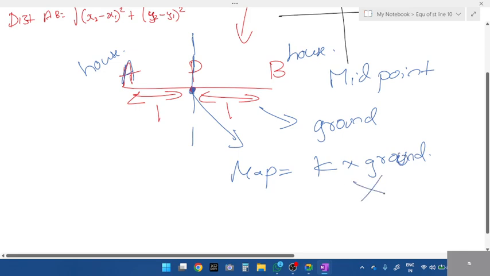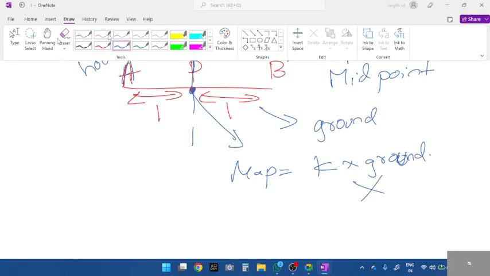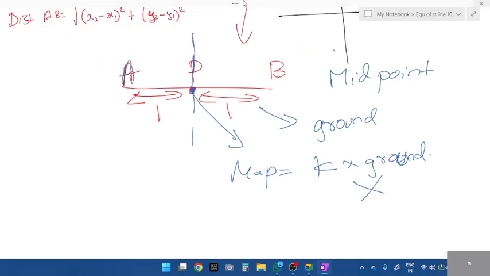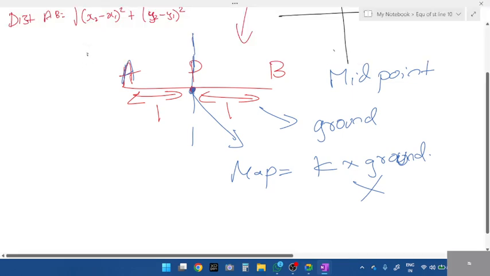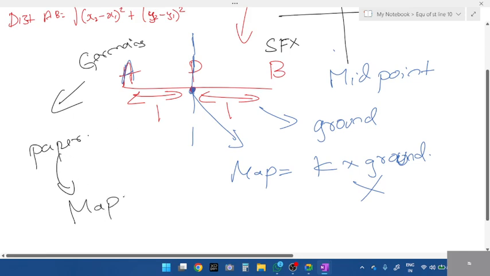We can't take ground value because we'll get confused. Instead of house, I'll give you a practical example. A is German school, B is SFX. In between these 2 points, in reality, if I tell you this is 2 kilometers away, 1 kilometer away, you can't represent it. Is it possible to represent German school and SFX school on paper, students? No. So we convert into what? We convert into a map. We reduce their size.